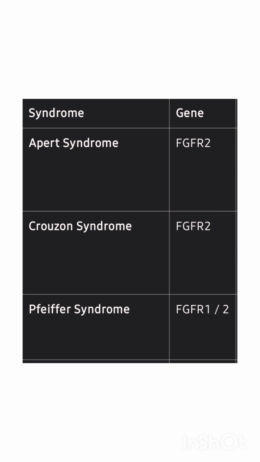So FGFR stands for fibroblast growth factor receptor, which encodes a tyrosine kinase. It helps in cell differentiation and growth, but the main function of this is development and maintenance of bone. So Apert syndrome is associated with FGFR2. Crouzon syndrome is also associated with FGFR2, but in Pfeiffer syndrome it can be either FGFR1 or FGFR2.